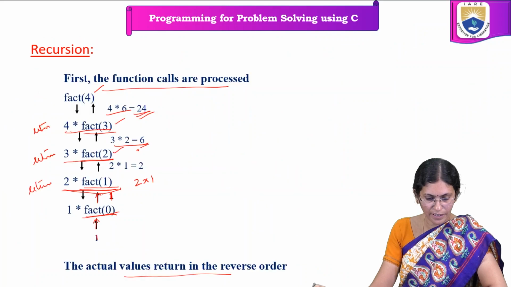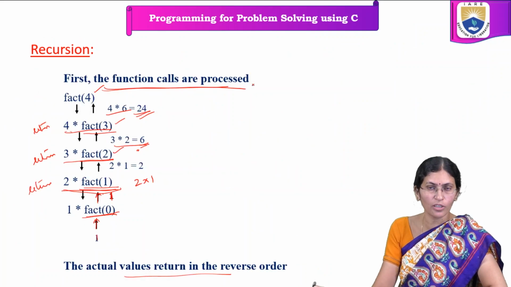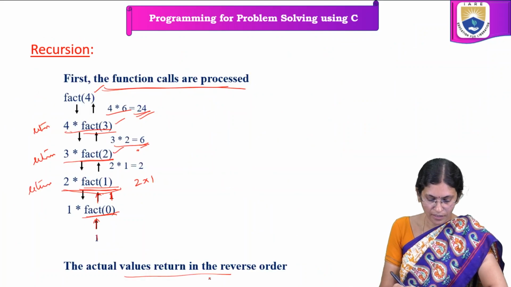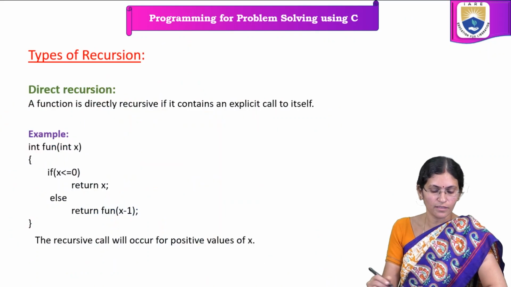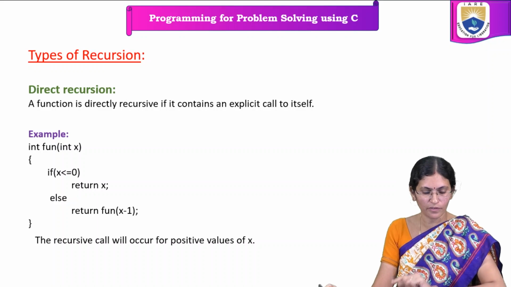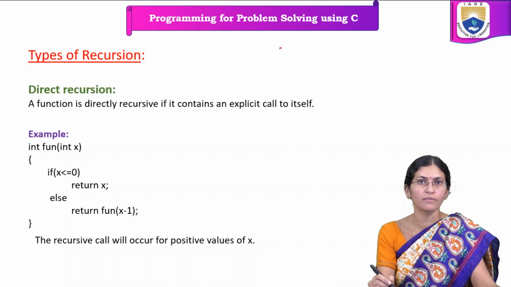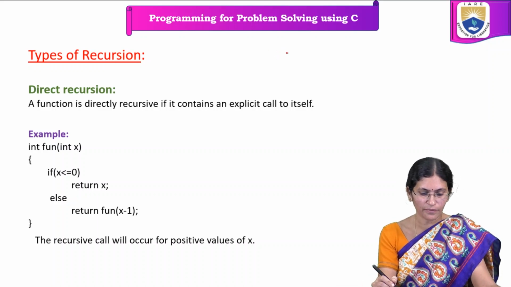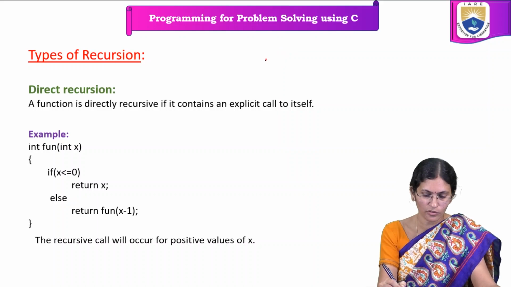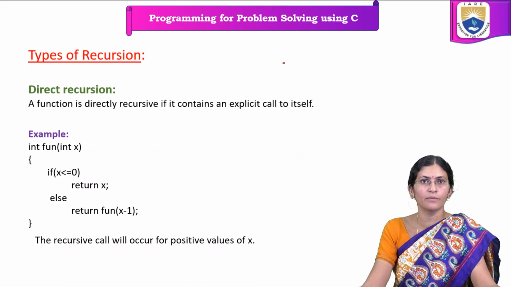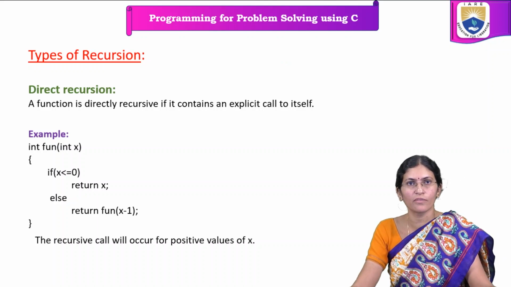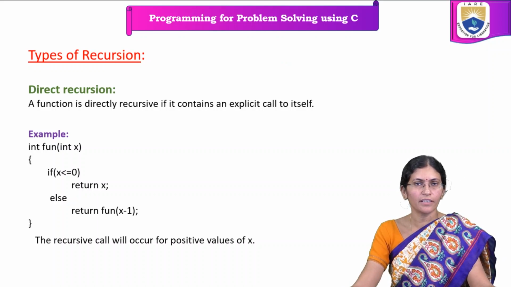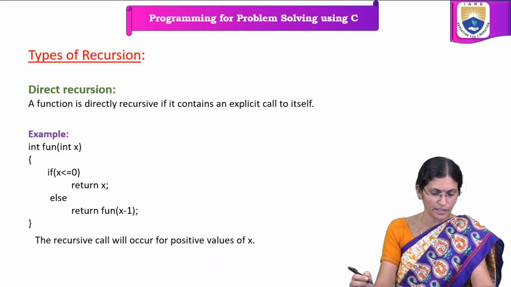Thus we have seen that first the function calls are processed, and then after that the actual values are returned in the reverse order. Then we'll talk about the different types of recursion which are available. We can mainly classify recursion into 2 types: direct and indirect recursion. The other one is tail and non-tail recursion. There are other types of recursion also, like nested recursion and tree recursion. All of those we'll discuss in detail now.